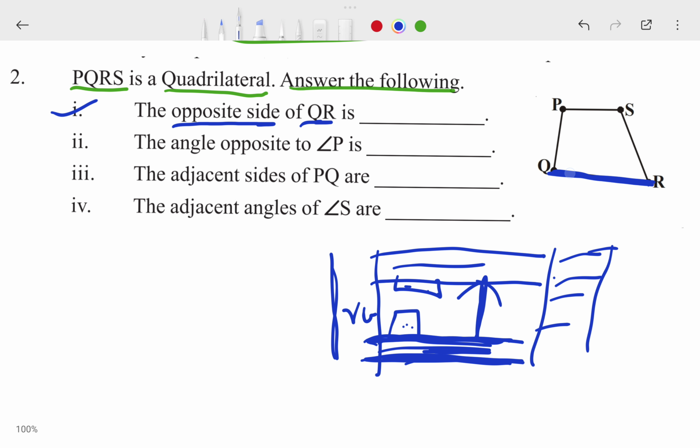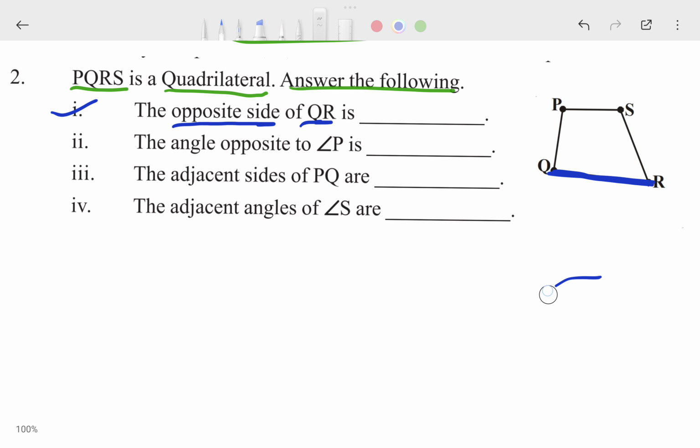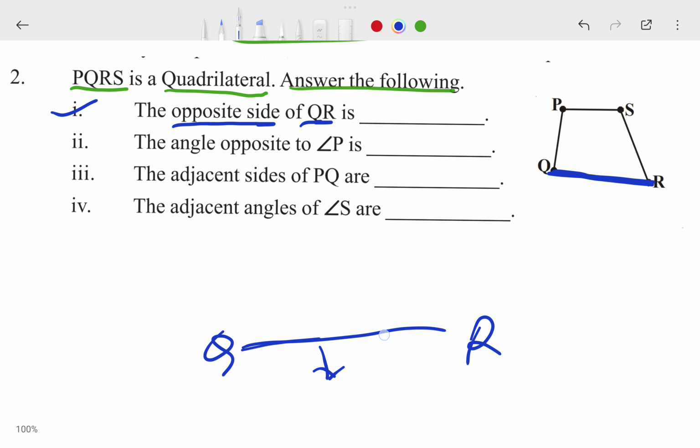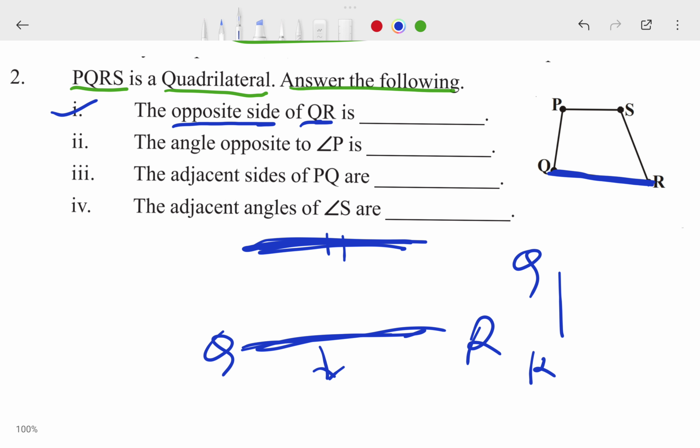Like that, this is QR. So how will you find the opposite in this? I will explain. I will take a pencil. This is Q and R. What is opposite to this? Opposite means just the front of this. The front of this is the opposite. This is the opposite of Q and R. Let's suppose this is Q and this is R. What is the opposite of Q and R like that? The opposite is just the front of this one. So this is going to be the opposite.